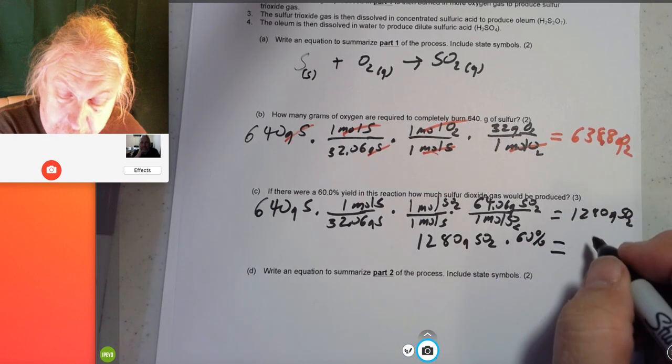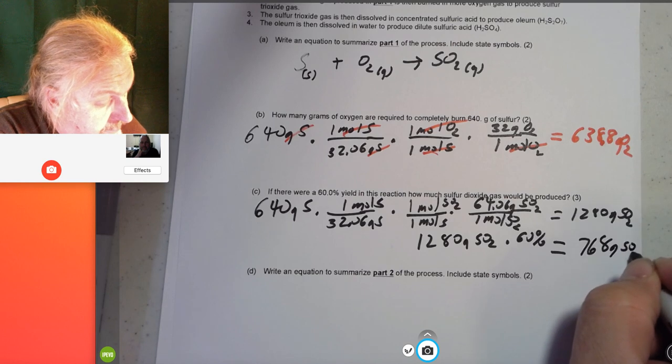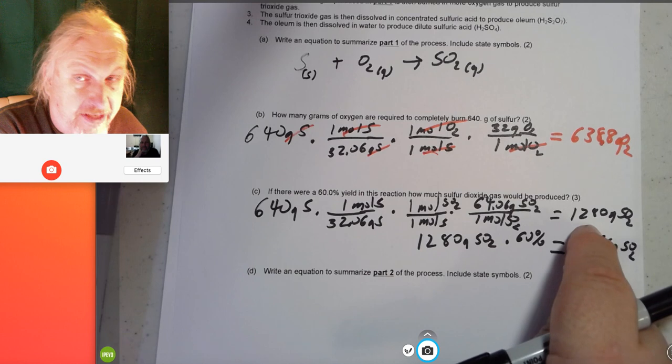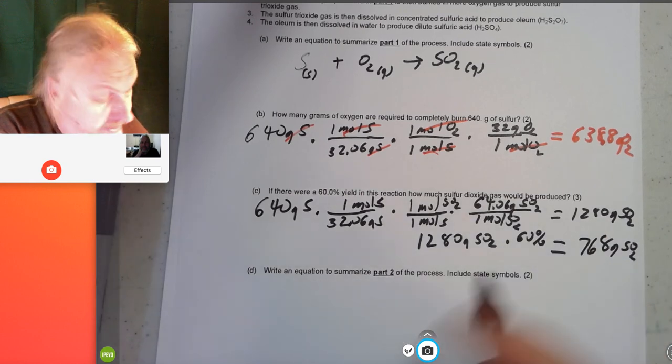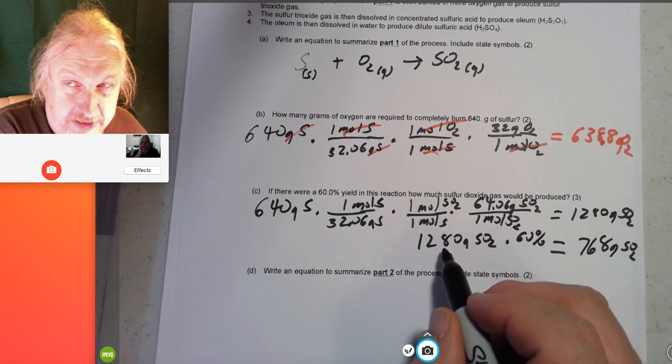But I had to first calculate what it was supposed to be, right? So another way of looking at that, if I take 768, what I actually got, divided by what I'm supposed to get, 1280, I get about 60%. So that's the first part. We've worked that to death. Now let's start working on the second part.